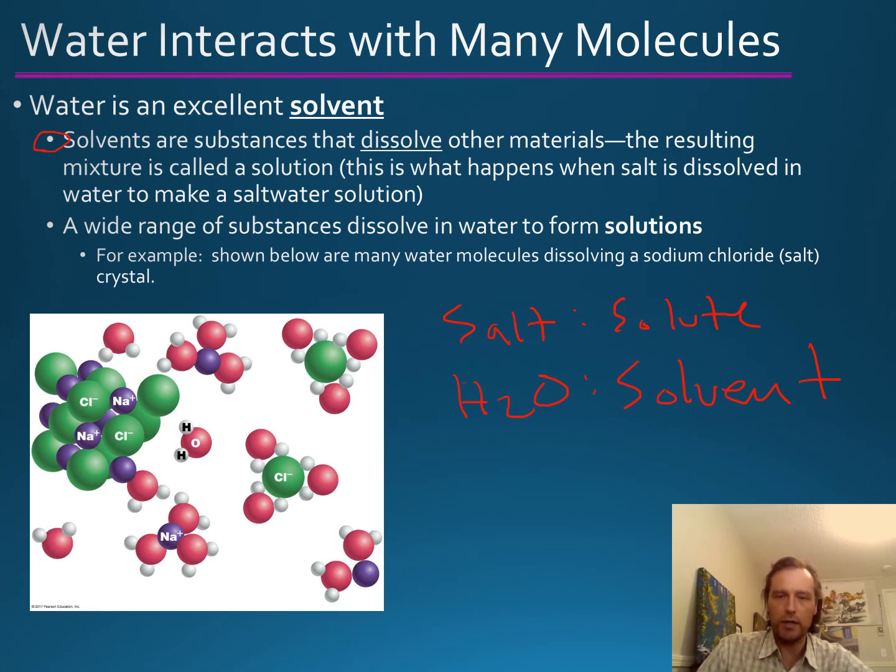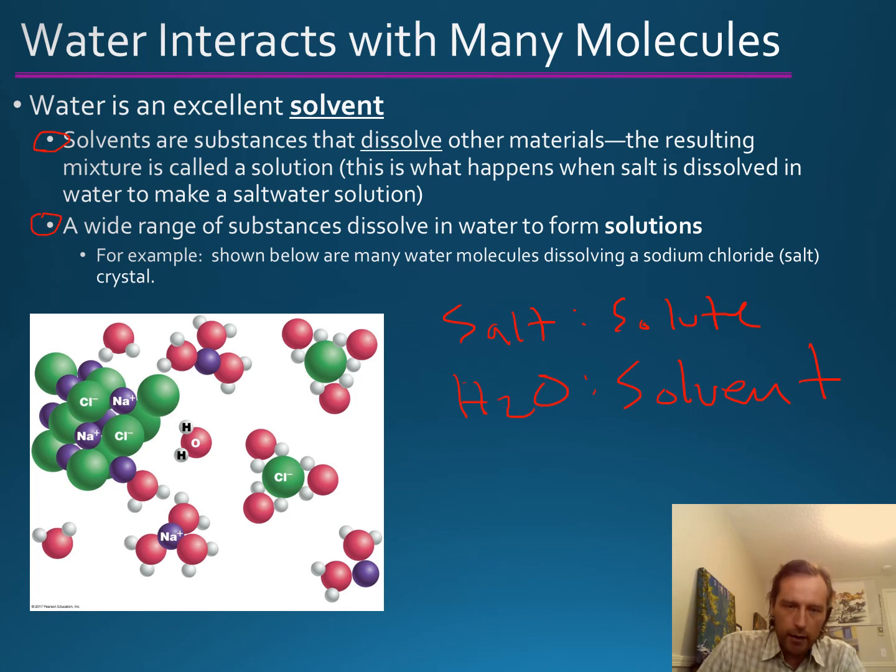When you put salt in water, it dissolves. You can't see it anymore. That's what we mean. It dissolves, and then we get what's called a solution, a salt water solution. Last bullet here, or almost last one: a wide range of substances dissolve in water to form solutions. For example, shown below are many water molecules dissolving a molecule of sodium chloride, that's salt, in its crystal form.